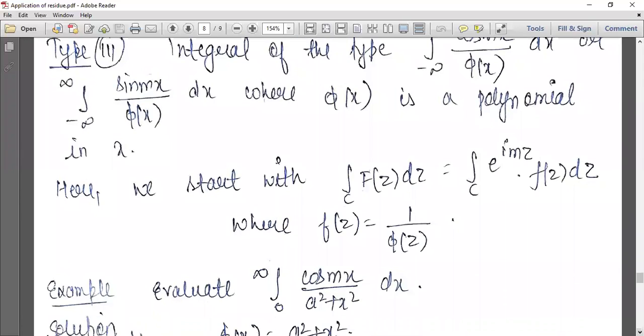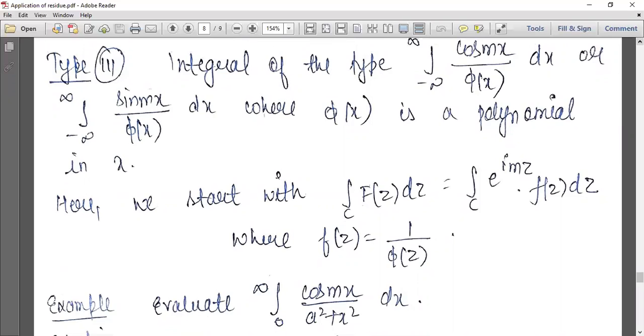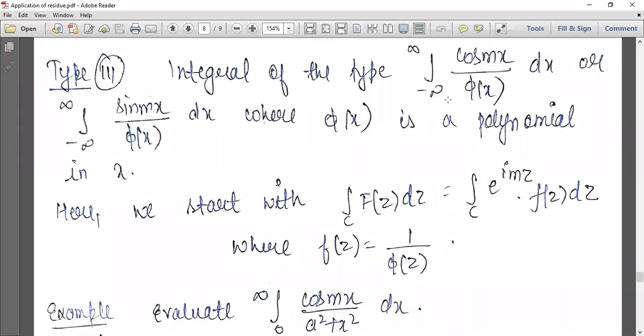Now my third type is an integral of the type integral from minus infinity to infinity of cos mx divided by phi x dx, or you can have the form integral from minus infinity to infinity of sine mx divided by phi x dx, where phi x is a polynomial in x. So this will be an integral form.